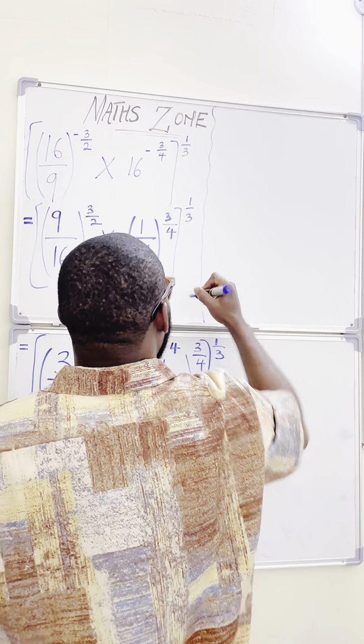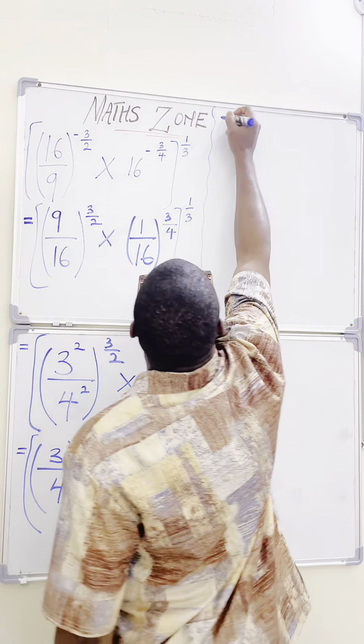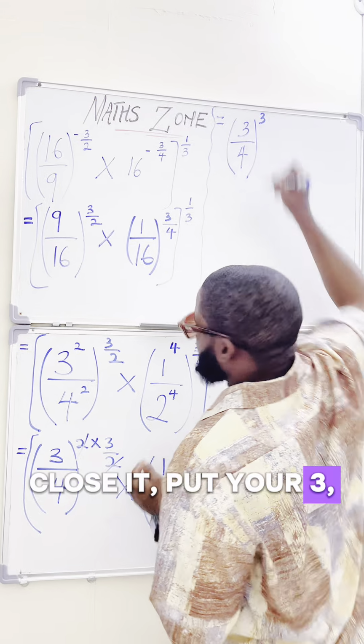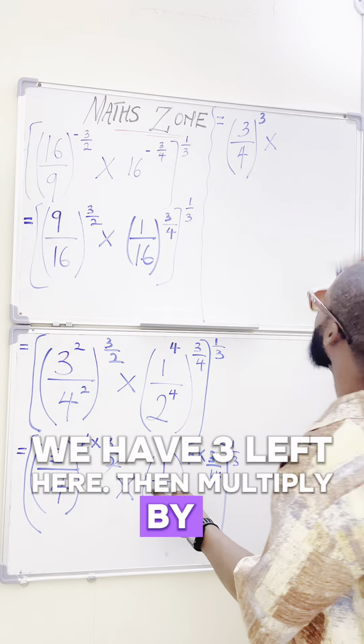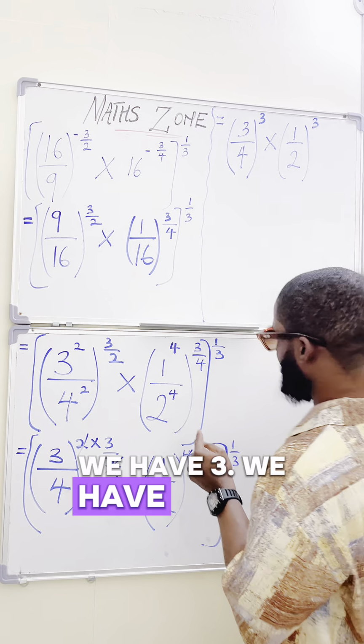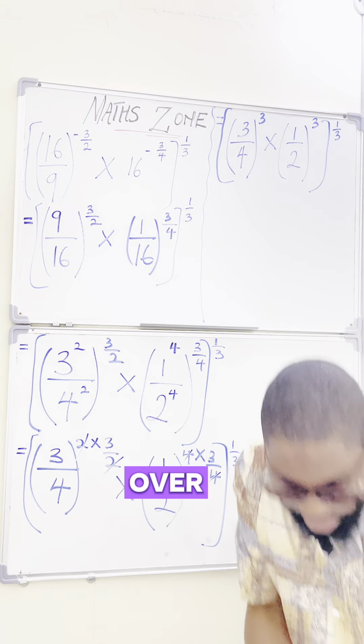Let's manage this side. Now from here, of course, we know that 2 cancels 2, 4 cancels 4. What do we have left here? We have our 3 over 4, open the bracket, close it, put your 3. We have 3 left here. Then multiply by 1 over 2, put it inside the bracket, raised to the power of what we have left. The first cancels 4, so we have 3 left. Then do not forget your big bracket and put your power outside, which is 1 over 3. Now what's the next thing?